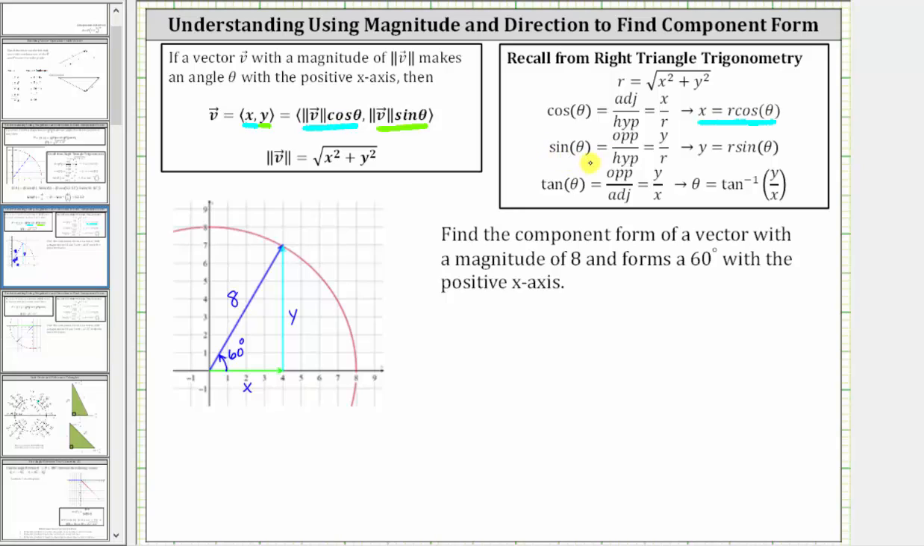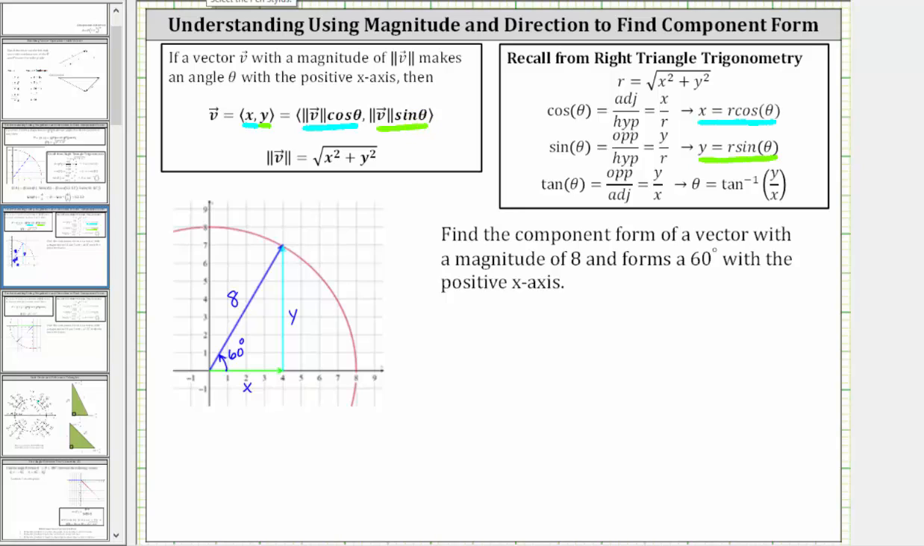Similarly, sine theta is equal to the ratio of the opposite side to the hypotenuse, or on the coordinate plane, sine theta is equal to y divided by r. Solving for y here, we get y equals r sine theta, and y equals r sine theta is equivalent to y equals the magnitude of vector v times sine theta.